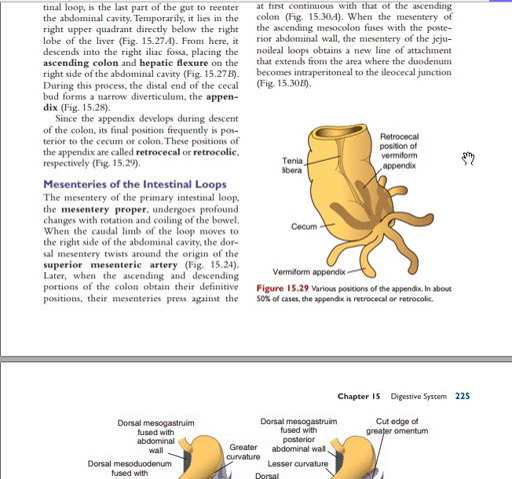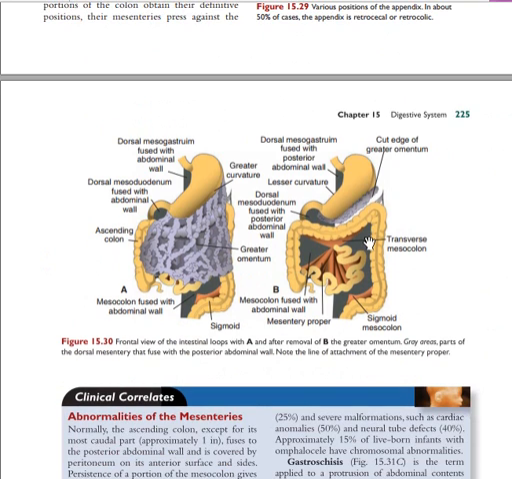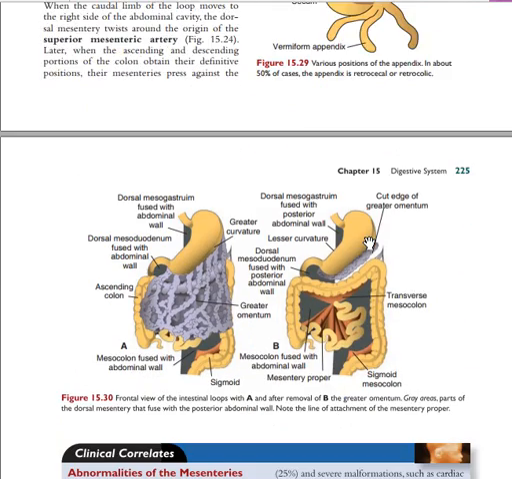You have the 2 o'clock position, which is the pre-ileal and the post-ileal. You have the 4 o'clock position, which is the pelvic position. You have the 6 o'clock position, which is the subcecal position. And then you have the 9 o'clock position, which is the paracecal, the paracolic position. And then the last one is the inside position, which is the retrocecal position. So those are the different positions of the appendix based on the embryologic development.